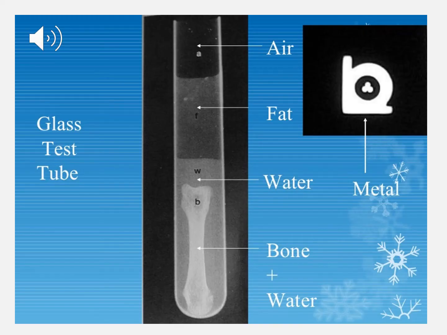This is just another slide explaining the exact same thing. Less dense things are at the top of the tube, more dense things are towards the bottom. And then the top right is a metal marker which absorbs nearly all the radiation. So the more it absorbs, the less beam strikes it, the whiter it becomes.